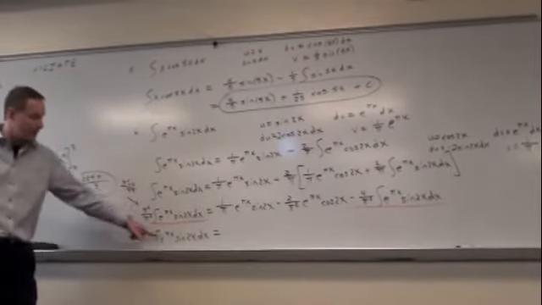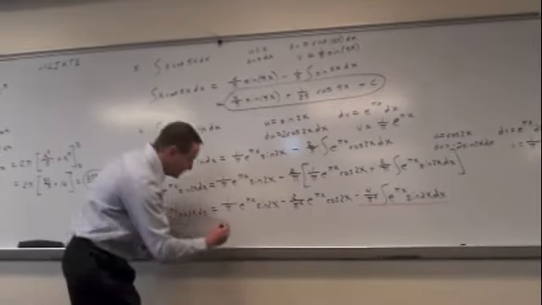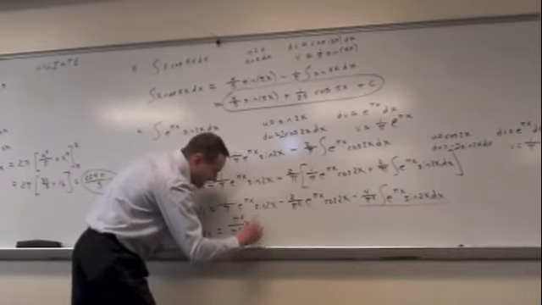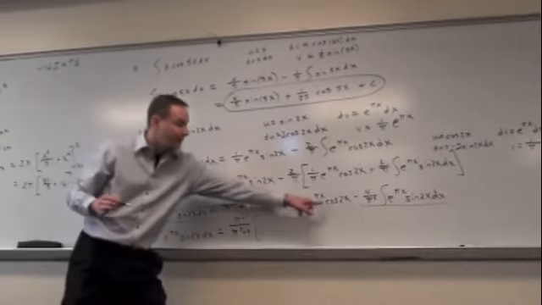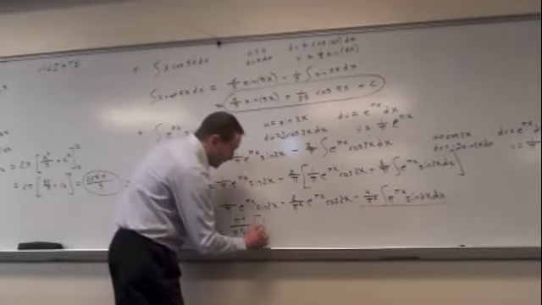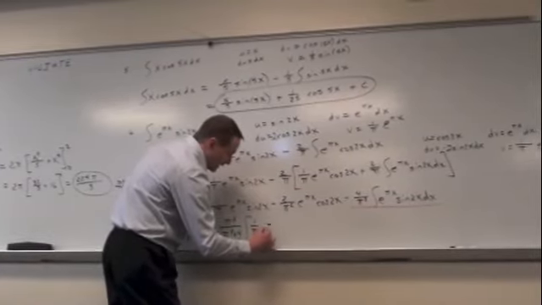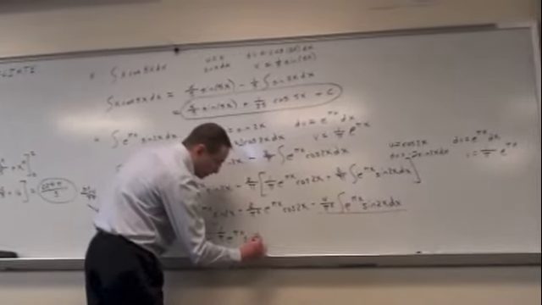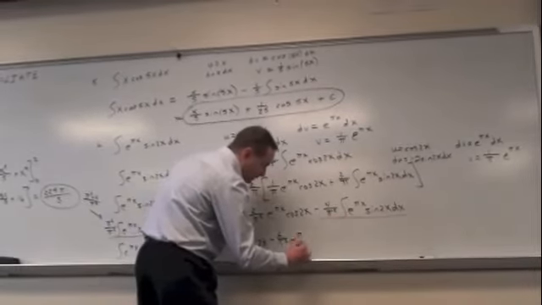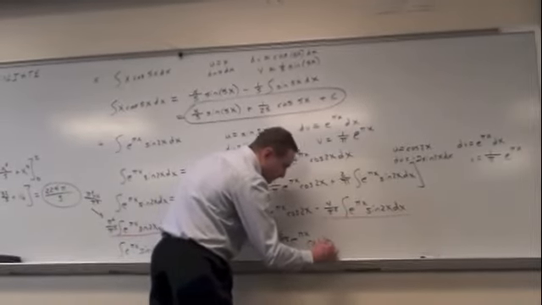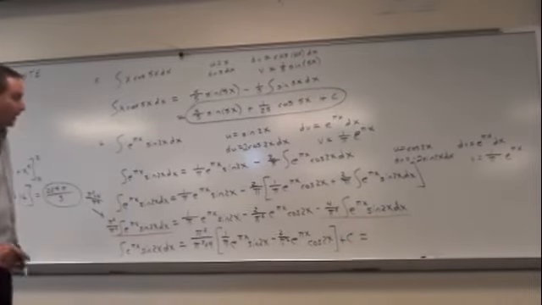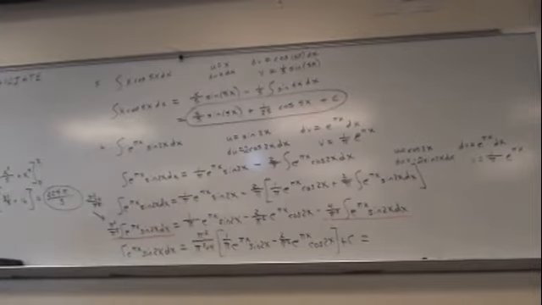So I'll say I know that this integral is equal to pi squared divided by pi squared plus 4 times what remained on this side, which are these two terms. I'll say 1 over pi e to the pi x sine of 2x minus 2 over pi squared e to the pi x cosine of 2x, plus c.